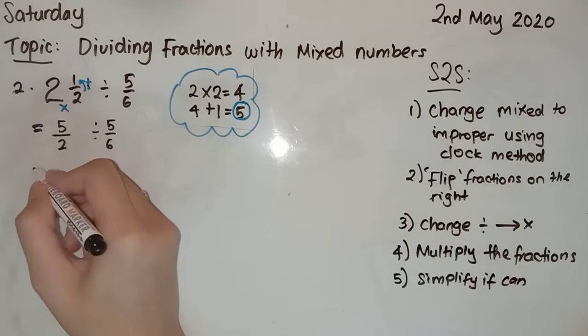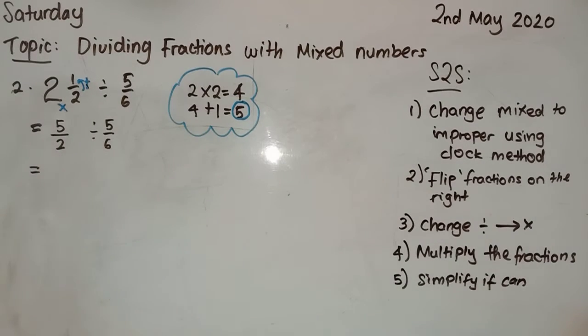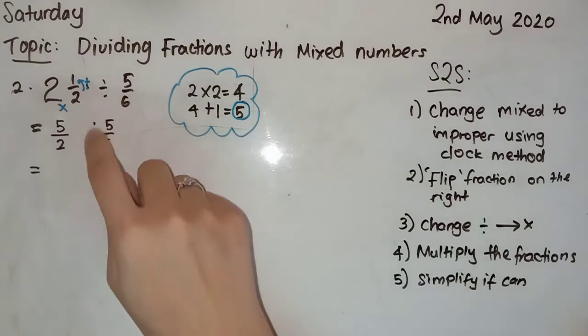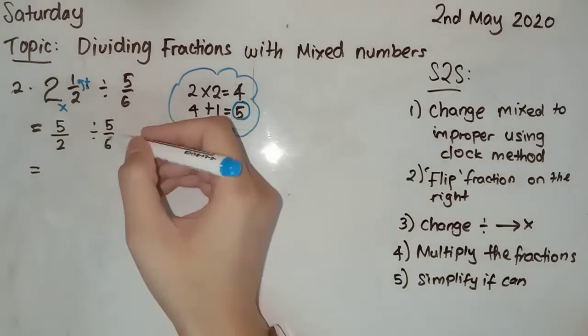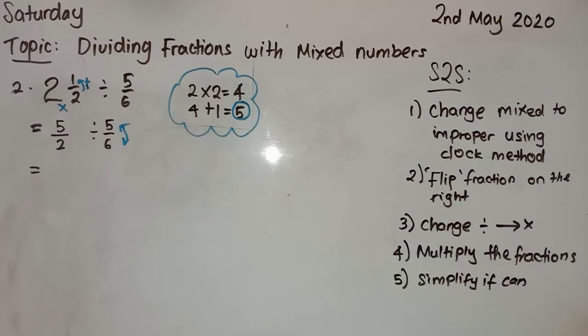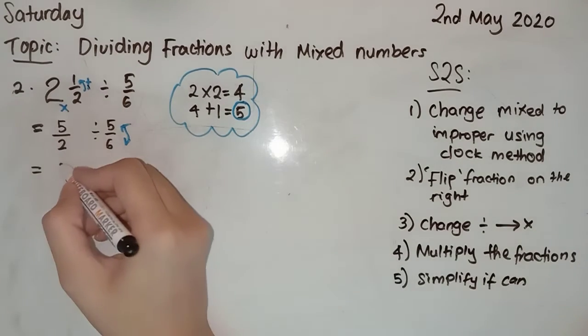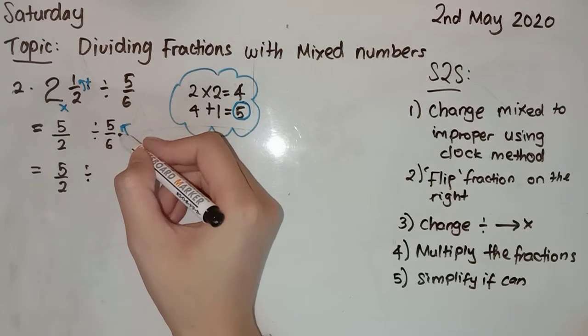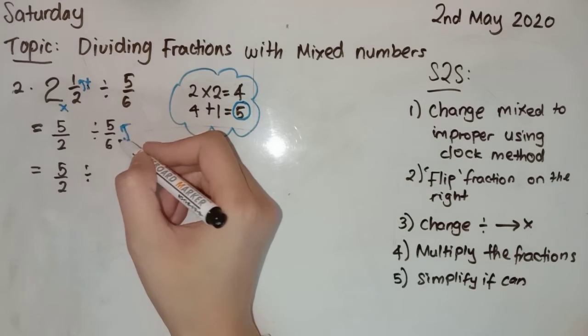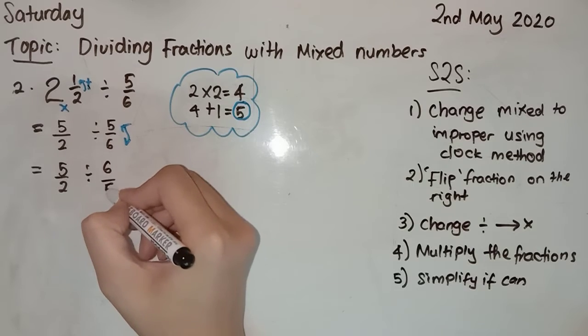Okay? So, same again. Step 2, flip fraction on the right. That should be singular. Flip fraction on the right. So this is the fraction on the right. So flip, yeah. Okay, flip. There you go. So this becomes 5 over 2 divided by the bottom goes up, the top goes down. So this becomes 6 over 5.